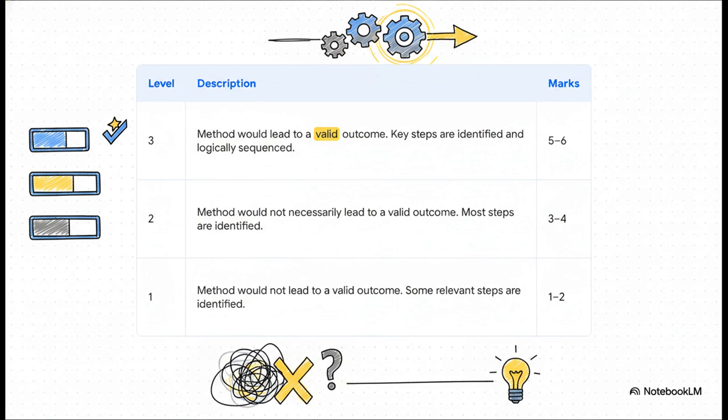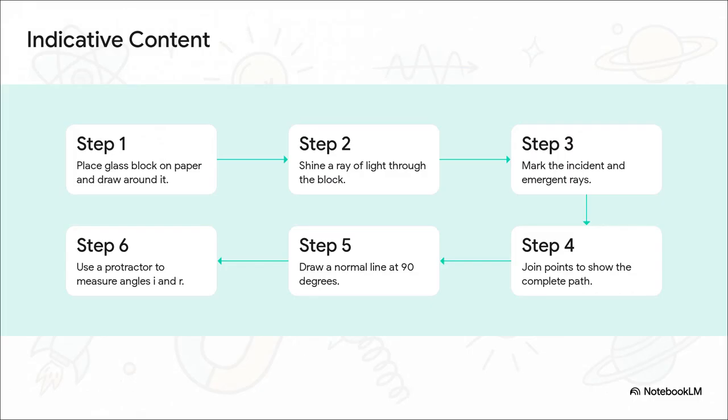See? You can't just list a few random steps. If your method is all jumbled up, you'll be stuck down in level 1 or 2, no matter how many correct facts you throw in. So how do you build a top-level answer? The mark scheme gives us what it calls indicative content. Think of it like a recipe.